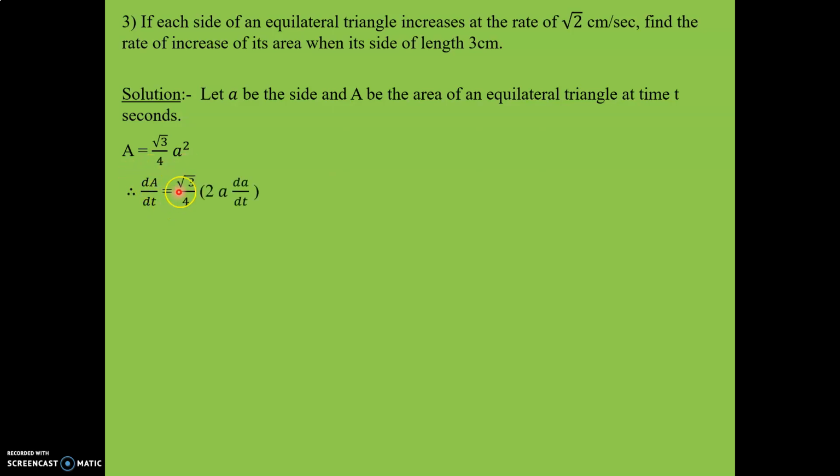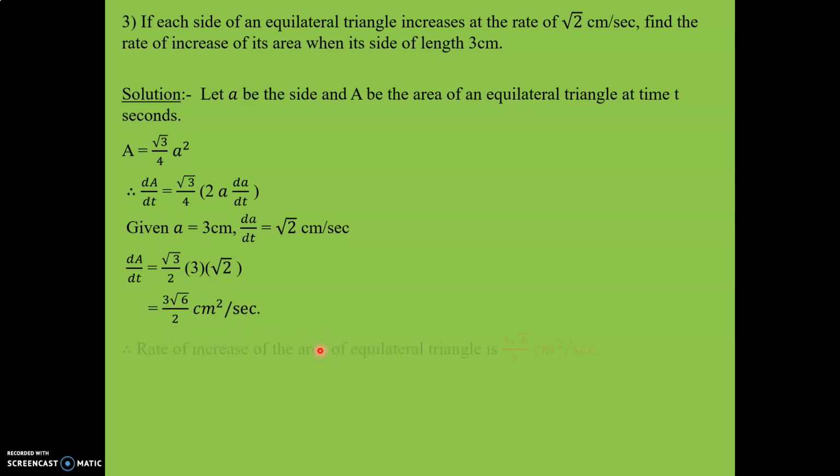Taking derivative, dA upon dt is equal to root 3 upon 4 into 2a into da upon dt. We have to substitute these values. It is given as a is equal to 3 centimeter, da upon dt is equal to root 2 centimeter per second. So dA upon dt is equal to root 3 upon 2 into, in the place of a it is 3, and da upon dt is root 2. So root 3 into root 2 is root 6. So 3 root 6 upon 2 centimeter square per second. Therefore, the rate of increase of the area of the equilateral triangle is 3 root 6 upon 2 centimeter square per second, which is the answer for this question.